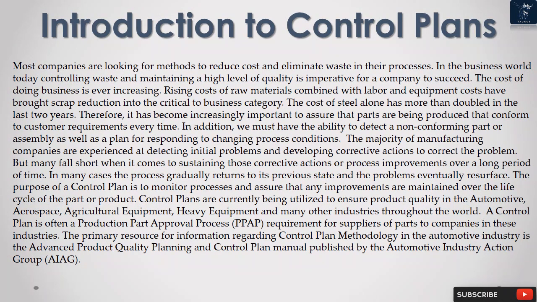A control plan is often a production part approval process, PPAP, requirement for suppliers of parts to companies in these industries. The primary resource for information regarding control plan methodology in the automotive industry is the Advanced Product Quality Planning and Control Plan Manual published by the Automotive Industry Action Group, AIAG.